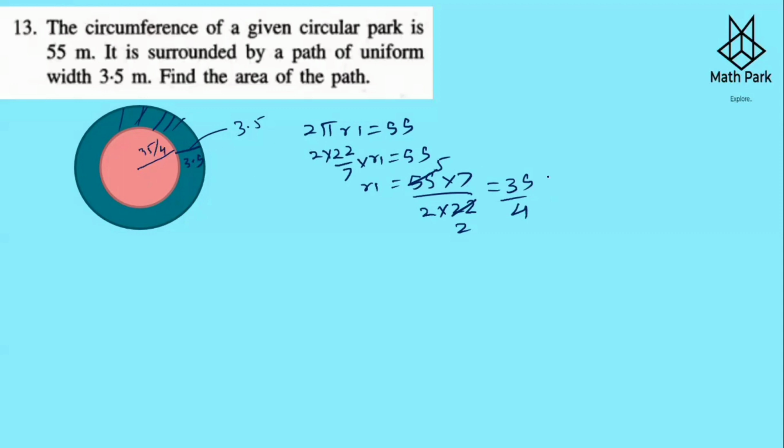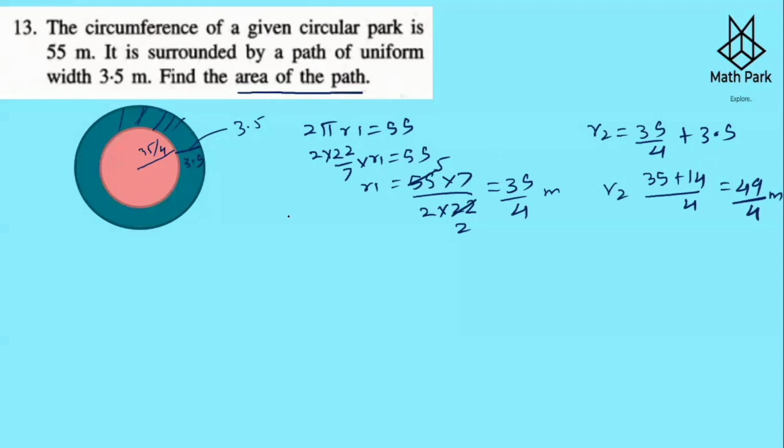Now to find the radius of the outer circle, R2 is going to be 35 by 4 plus 3.5, the width. Let us take the LCM. 4 times 3.5 is 14. So we have 35 plus 14 upon 4, which is 49 upon 4 meters, the radius of the outer circle.